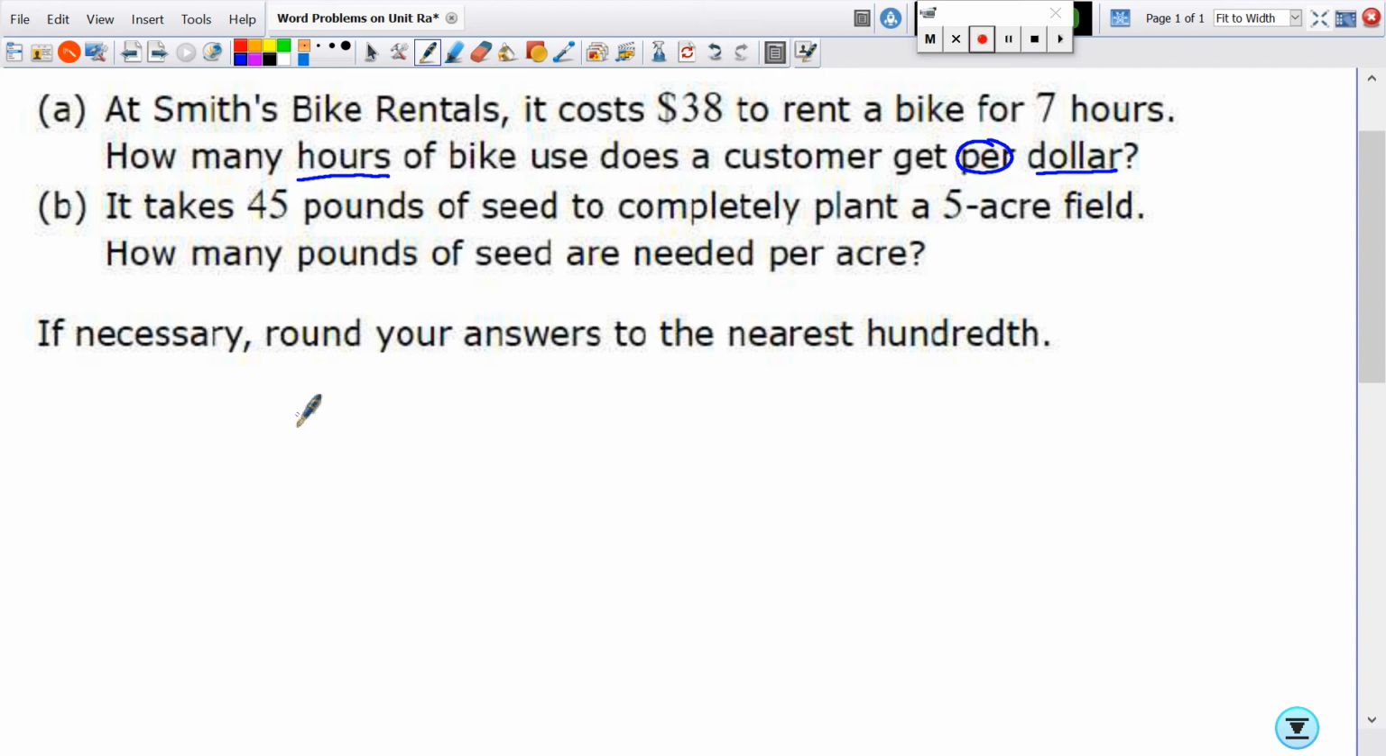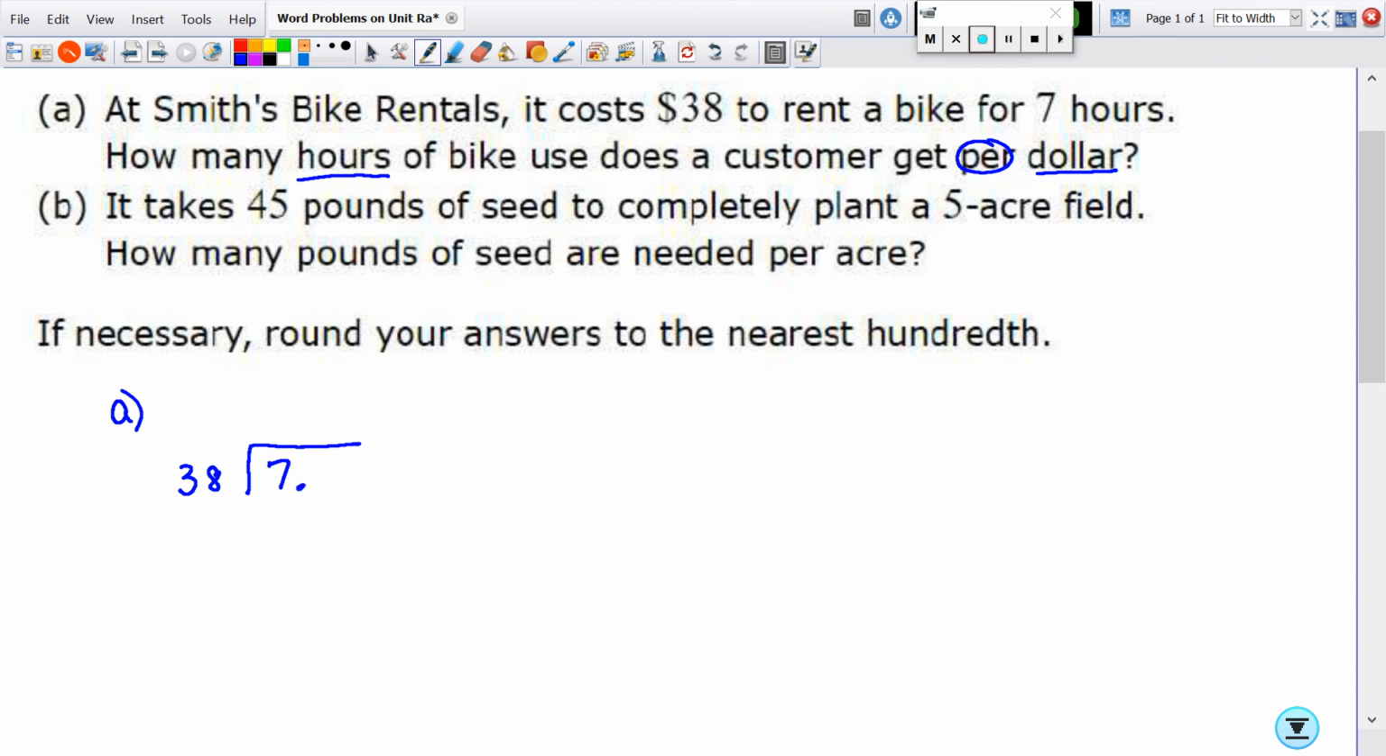So the hours are going to go inside. So this is part A. We have two problems here. The hours are going to go inside, 7 hours, $38. So we can't do 38 divided by 7. Said that backwards. 7 divided by 38.